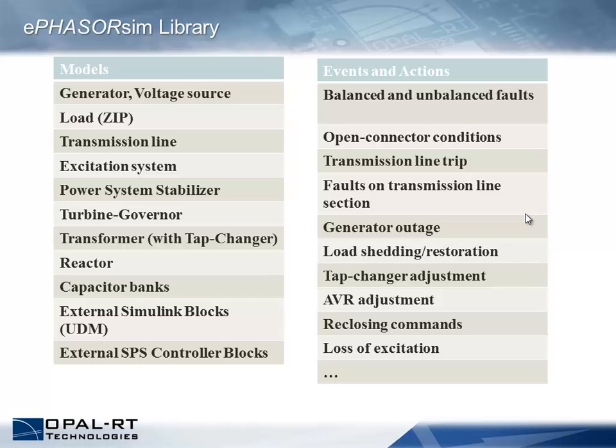In terms of the events and actions that can be taken, the network could be fully unbalanced on distribution studies. For transmission studies, it is a balanced network. You can simulate open conductor conditions, line tripping, faults at any place on the transmission line, generator outage, load shedding, tap changing, reclosing commands, loss of excitation, and so on. There is a very extensive list of control actions that can be taken during an ePHASORsim simulation.